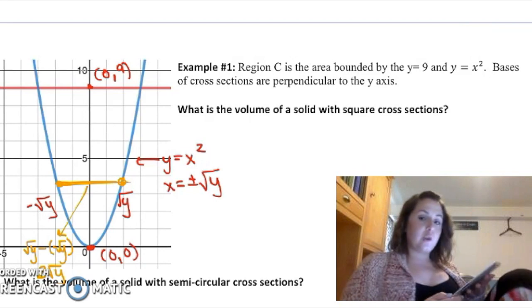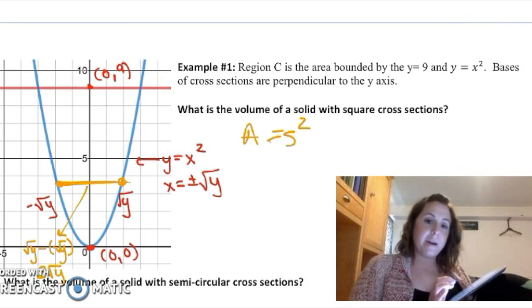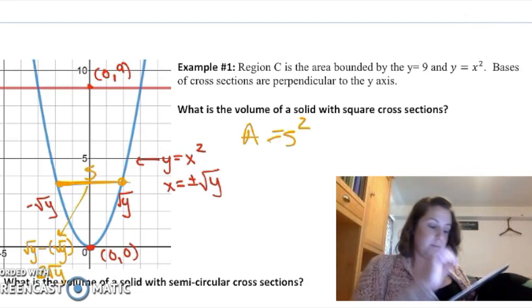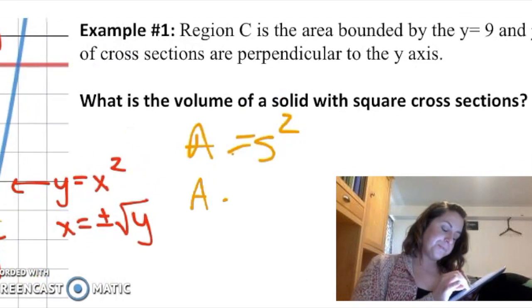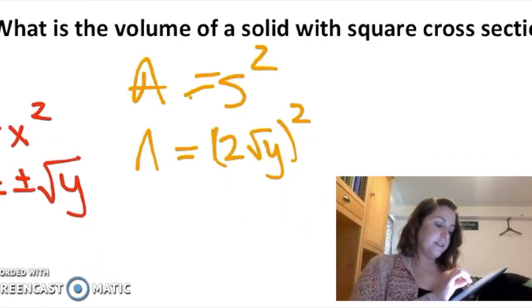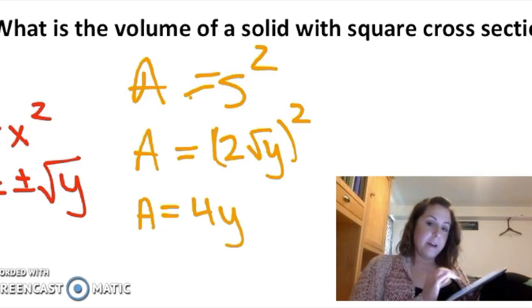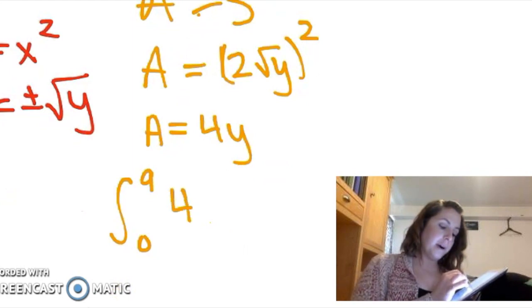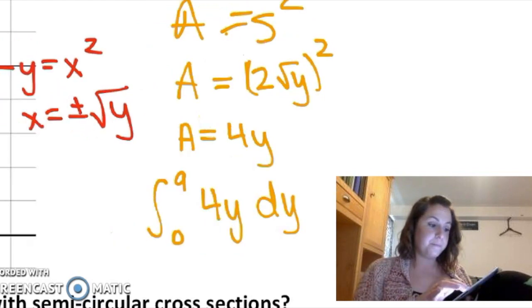So volume with square cross sections. Remember, area of a square is your side length squared. And my side length here is this, the region there. Thinking about putting a square on top of there. So area of a square is going to be the side length squared, which we determined would be 2 radical y squared. And so my area function, yes, you can just use that, or you can make it 4y. So this would be the area from 0 to 9. Remember, integrate your y values of 4y dy. You could bring that 4 out to the front before you integrate it, and you'd be fine.